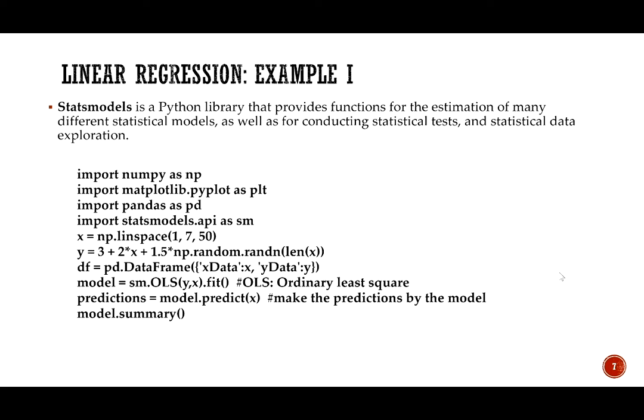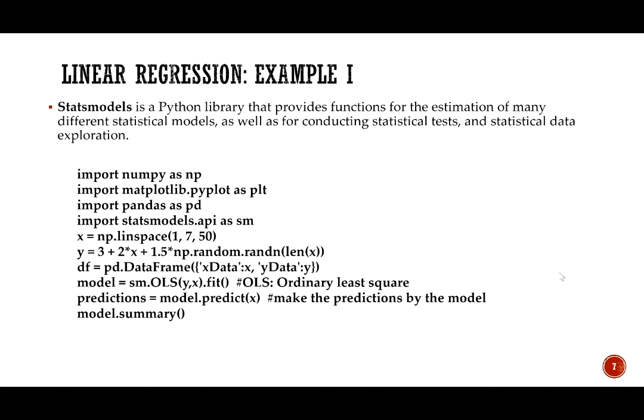Then we generate x and y. Here, for x, to generate data points for our independent variable, we are using the linspace method, which generates evenly spaced observations for an interval. So 50 data points which are evenly spaced between 1 and 7 in this example. Then y is a function of x. And here, let's say it's 3 plus 2 times x plus 1.5 times a randomly generated number from a standard normal distribution.